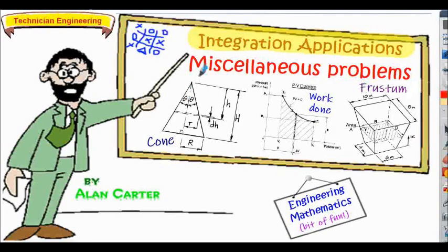In this particular presentation we're considering what are termed miscellaneous problems where we calculate the volume of a cone in a thermodynamic context, calculate the work done under a PV diagram, and also calculate the volume of a hopper in the form of a rectangular frustum.